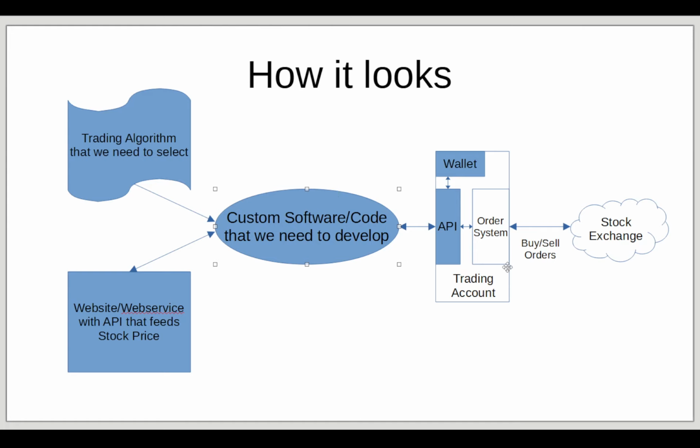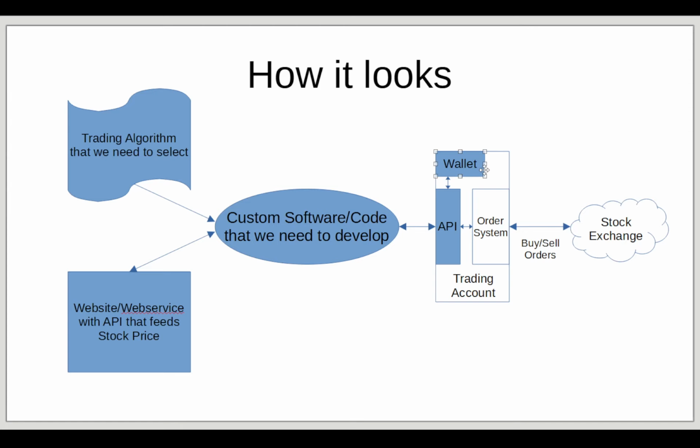And the other thing is the trading account. The trading account has two important things in it. The API is one, which is what we interface with our software. Our code that we are writing will interface with the API of the trading account, and ultimately it is used to send orders like buy or sell orders to the stock exchange. That's why the API is there.